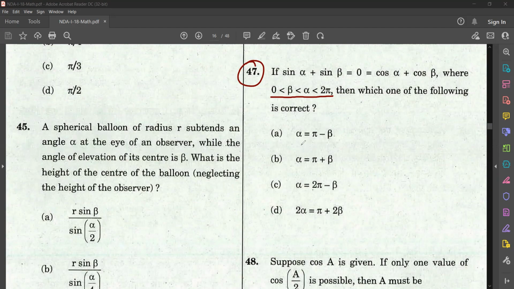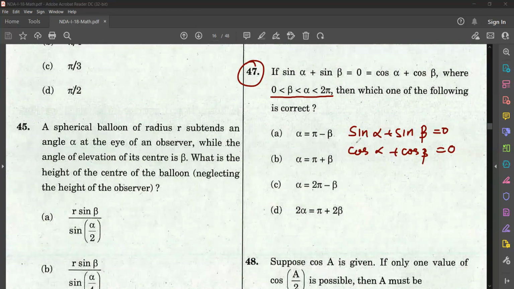So how can we proceed? See what they have given. They have given sin alpha plus sin beta is equal to 0. Similarly, cos alpha plus cos beta is equal to 0. So I'm going to square both sides and add.